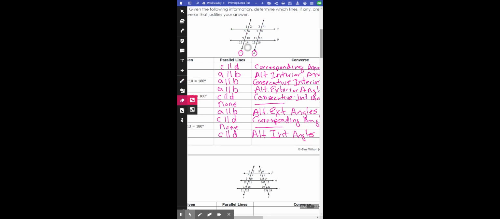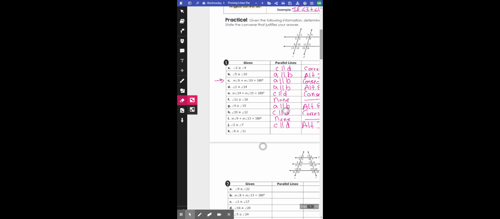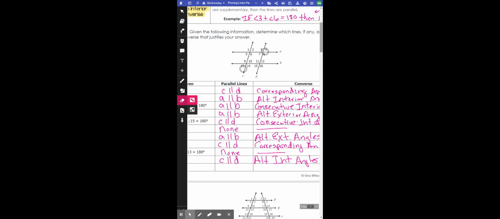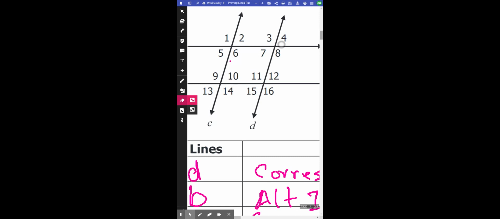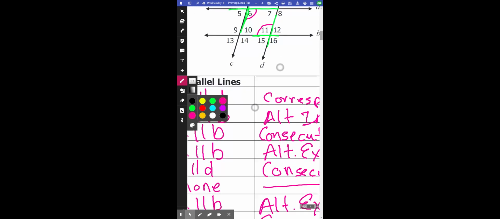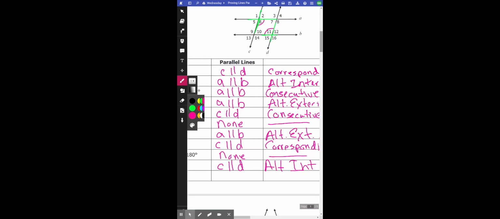All right, we're on our last one here. Angle 6 and angle 11. That is a big flag. We have angle 6, we have angle 11. Angle 6 touches this line and this one. Angle 11 touches this one and that one. None of them share a transversal. So automatically, because they don't share a transversal, it is none.